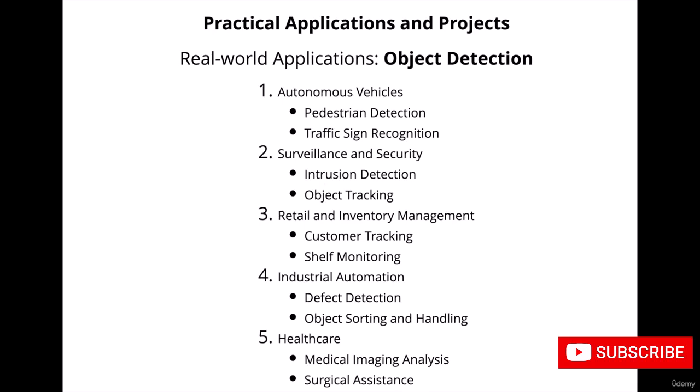Healthcare industry. Medical imaging analysis. Object detection is used in medical imaging for detecting and localizing abnormalities, lesions, or anatomical structures within medical images. This includes detecting tumors, nodules, fractures, or anomalies in X-rays, MRI scans, CT scans, and ultrasound images.